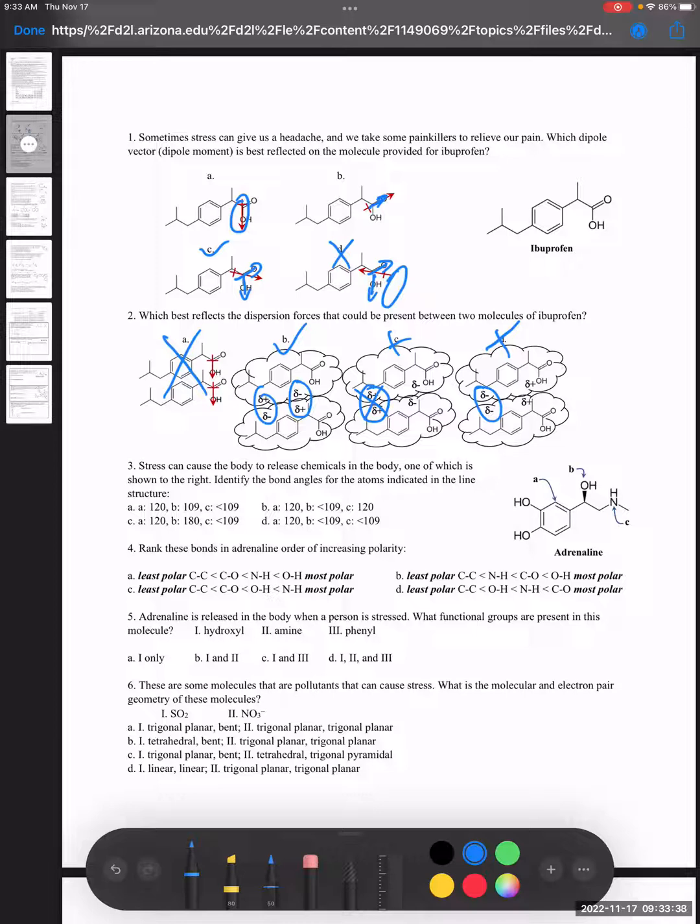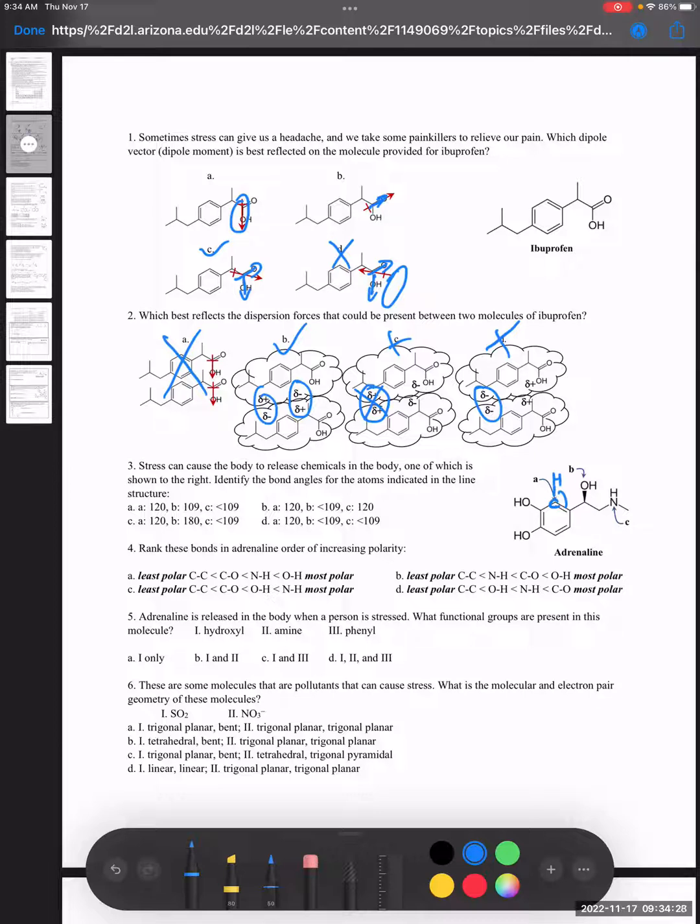Question 3, identify the bond angles for the atoms indicated in the line structure. We have A, B, and C atoms. In A, what we have is a bend. So the bend is a carbon, and then we have a carbon-hydrogen bond to fulfill the common bonding pattern of carbon. The question is the bond angle. What we have is 3 electron domains. All of these electron domains are bonding electron domains. Therefore, they are going to arrange in a trigonal planar geometry in space to minimize the repulsions between them. If you look at the angle between them, the angle should be 120. All of them have 120, so it doesn't help.